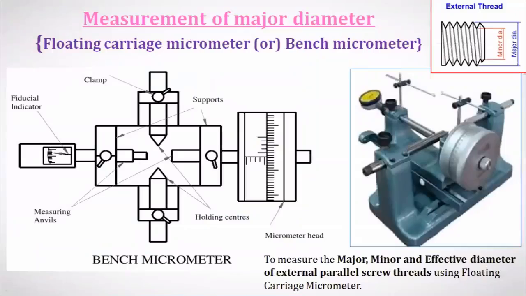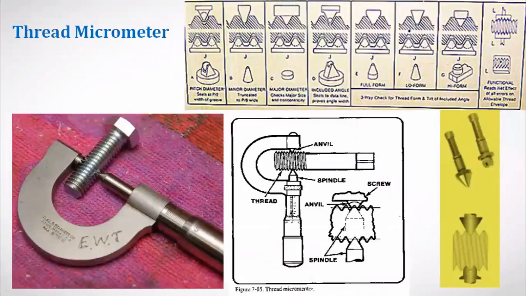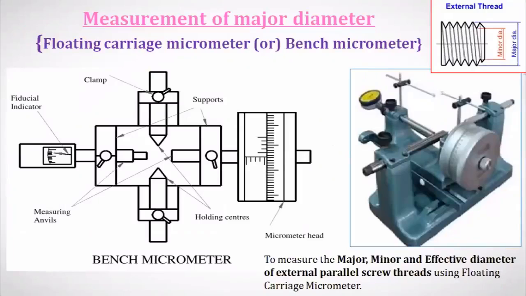If you are using this handheld micrometer, which you are seeing on the screen here, there is a chance of variation in the application of pressure, because you have to rotate this thimble to apply the pressure through the anvil onto the screw thread. One person may feel that it is tight, another may feel that it is loose. To overcome that, the more accurate and precise one is the bench micrometer or floating carriage micrometer, using the fiducial indicator you are seeing here.